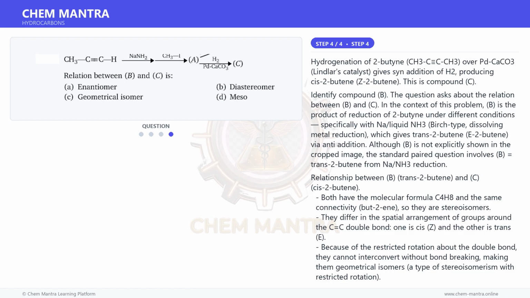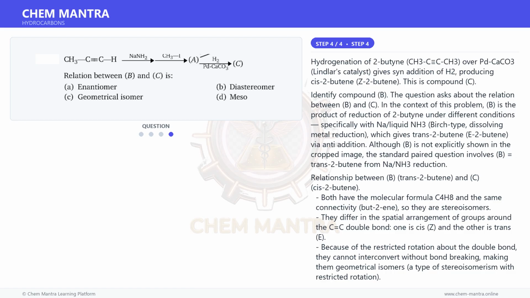In the context of this problem, B is the product of reduction of 2-butyne under different conditions, specifically with Na in liquid NH3, a dissolving metal reduction, which gives trans-2-butene, E-2-butene, via anti-addition. Although B is not explicitly shown in the cropped image, the standard paired question involves B equal to trans-2-butene from Na/NH3 reduction. Relationship between B, trans-2-butene, and C, cis-2-butene.